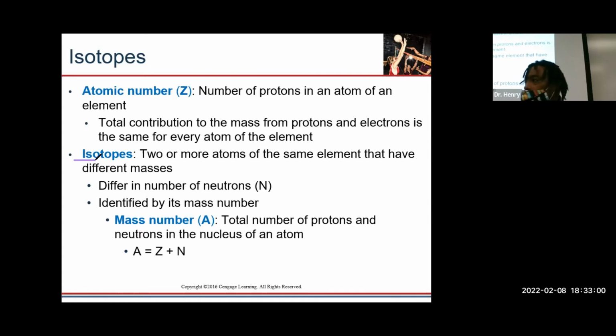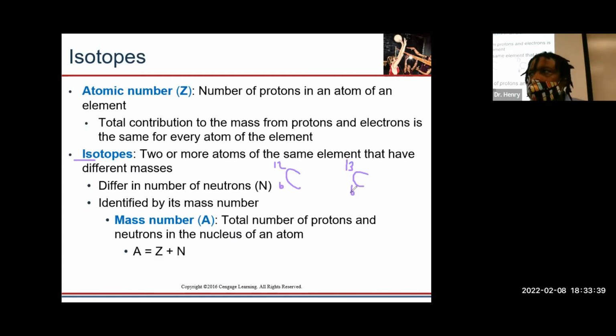For instance, we have carbon 12. This here represents the mass number for carbon. This here is the atomic number for carbon. When you see it written like this, it's called the nuclear symbol. And we have carbon 13. Carbon 12 is the most abundant. We have tons and tons of it. And carbon 13 is less abundant.